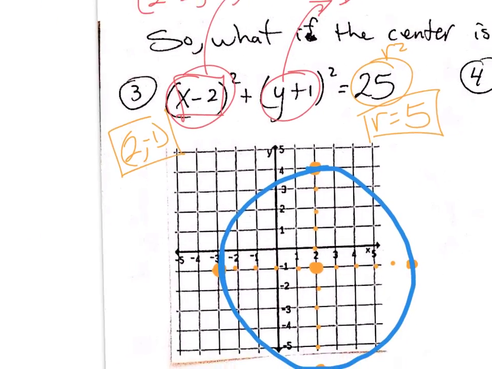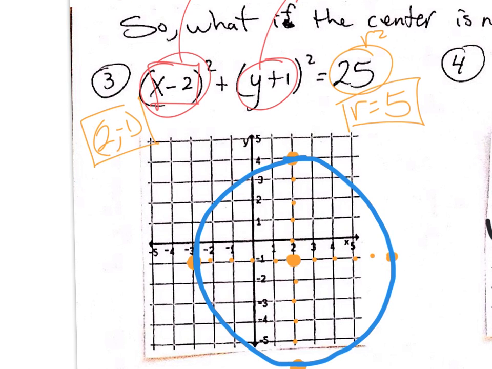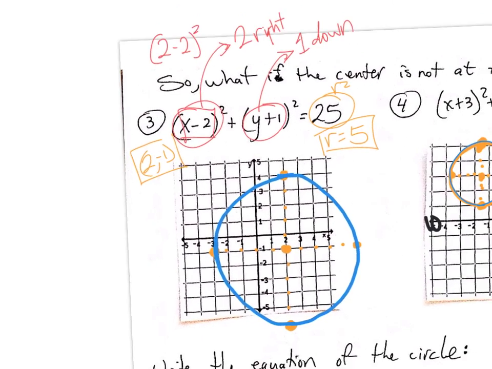So let's see if this graph looks good. 2 comma negative 1, so 1, 2, and then negative 1. So here's the center. And then I tried to count out 5. 1, 2, 3, 4, 5, and again in each direction. Boom, boom, boom, boom. Make points. Draw the nice circle. Looks good. If you would switch this to 10 and 10, that'd be just fine.